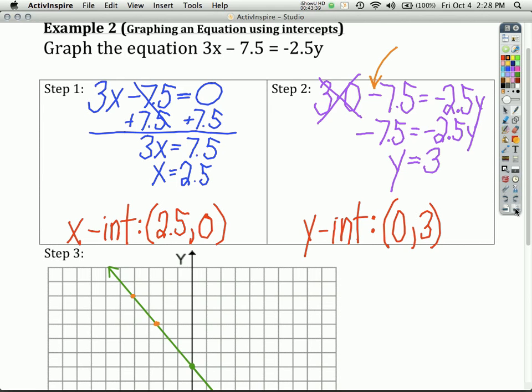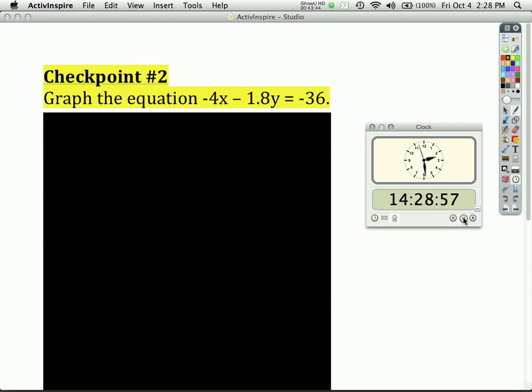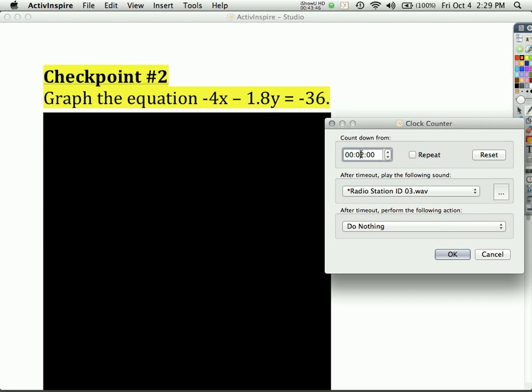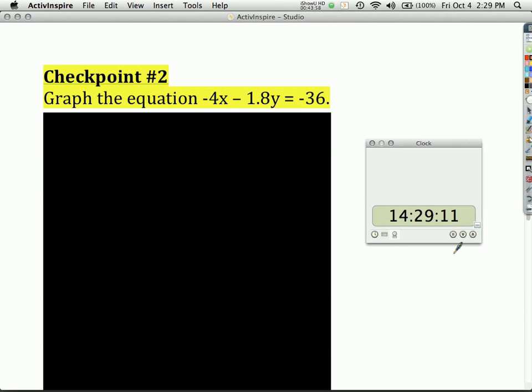All right, let's see how you do on your own. Checkpoint number 2. You got 3.5 minutes. Of course, if you're confused or lost or feeling uncertain, raise your hand, and this is the time to get some individual guidance.